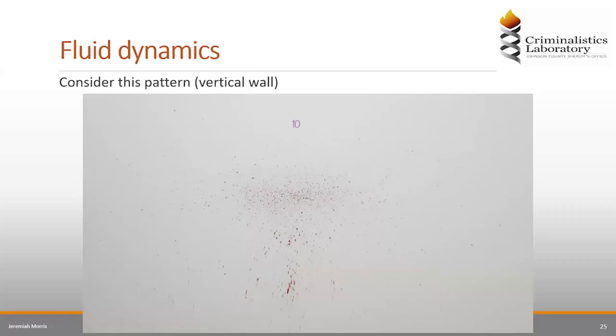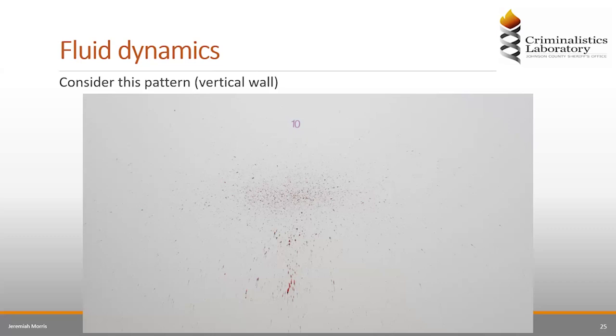Let's look at how fluid dynamics can help us out here. Again, this is probably not the best of images, but this pattern is on a vertical wall. We see a high concentration of stains in the center, and they're in a radiating distribution. They all seem to come from that central area and then radiate outward. We've got some that are downward moving.